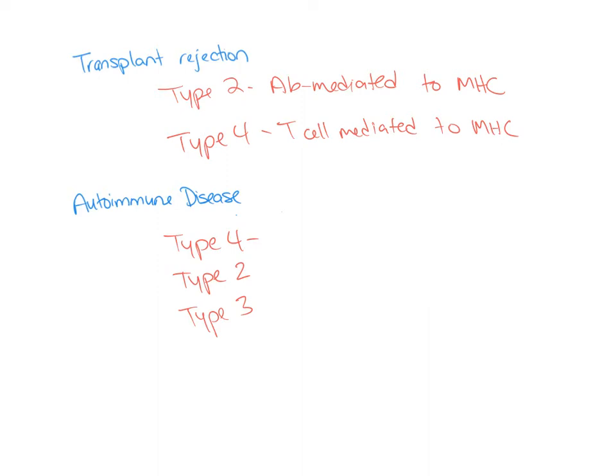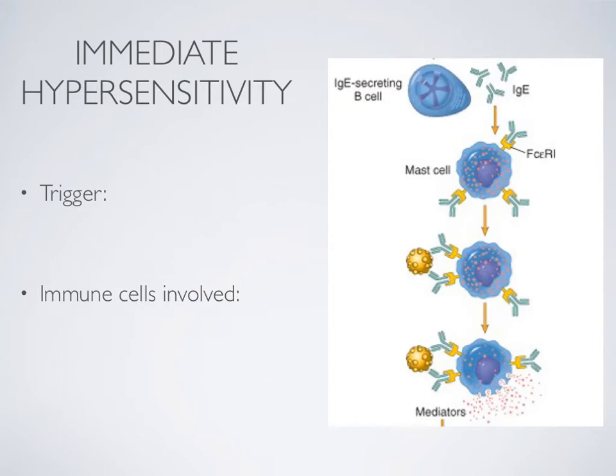The only one that you don't usually see in autoimmune disease is type 1. So type 1 is really your allergies. It's really responding to an external stimulus in an inappropriate manner. Autoimmune disease is a response to any self-protein. So any of the other types of hypersensitivity can be contributing to autoimmune disease. Okay, let's go through each one in a little bit more detail now.